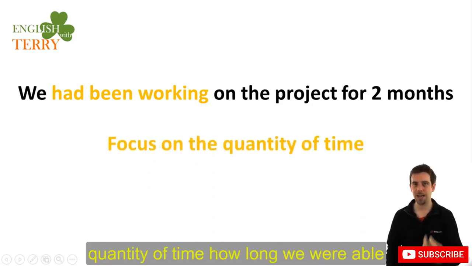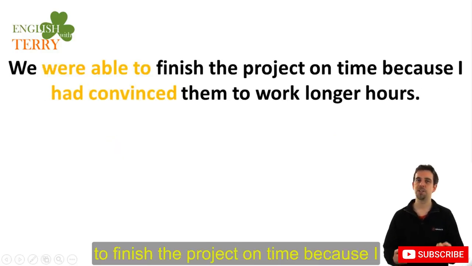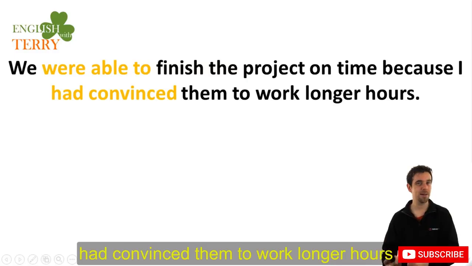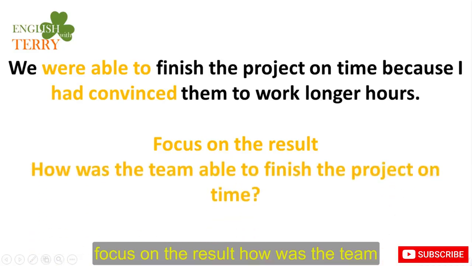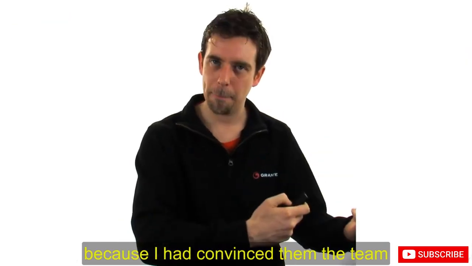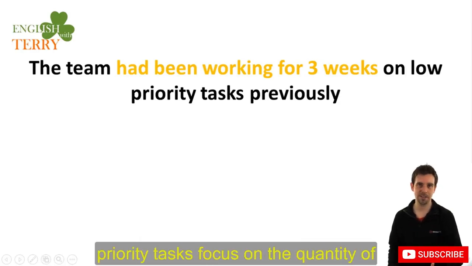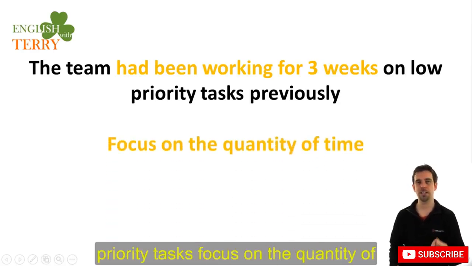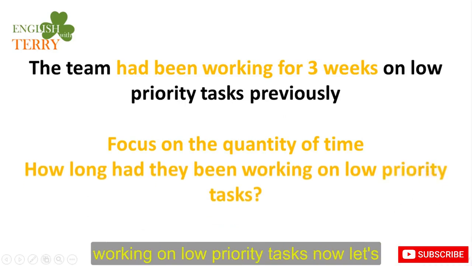We had been working on the project for 2 months. Focus on the quantity of time. How long? We were able to finish the project on time because I had convinced them to work longer hours. Focus on the result. How was the team able to finish the project on time? Because I had convinced them. The team had been working for 3 weeks on low priority tasks. Focus on the quantity of time, right? How long had they been working on low priority tasks?